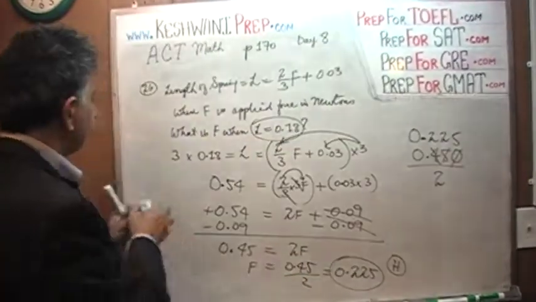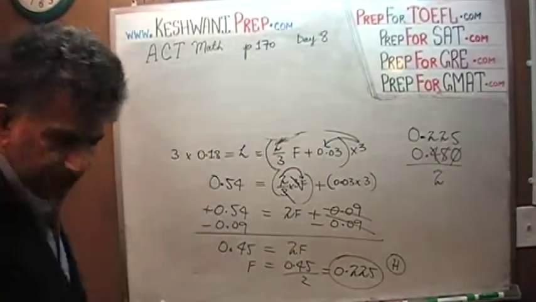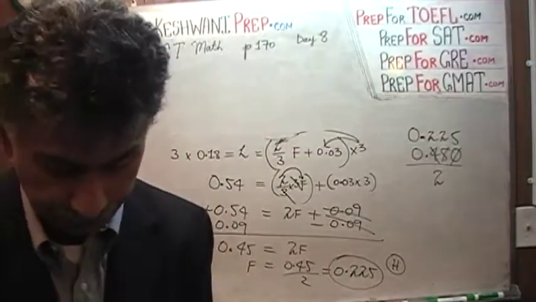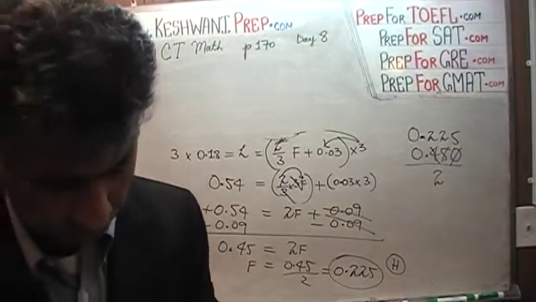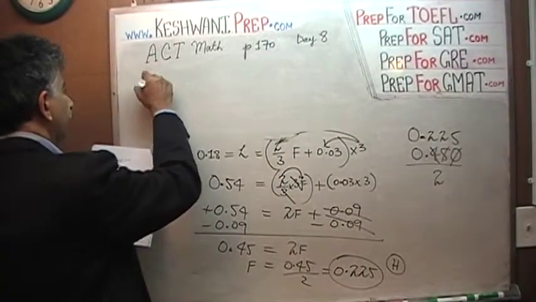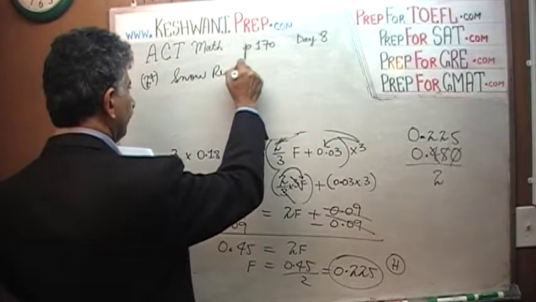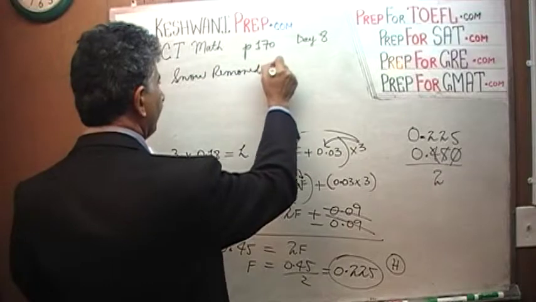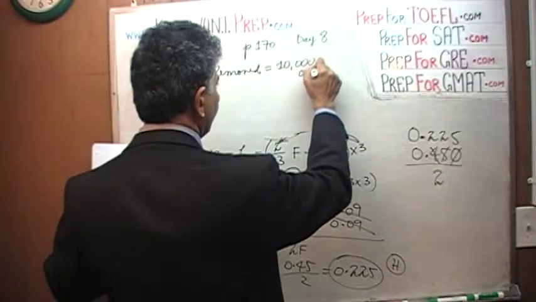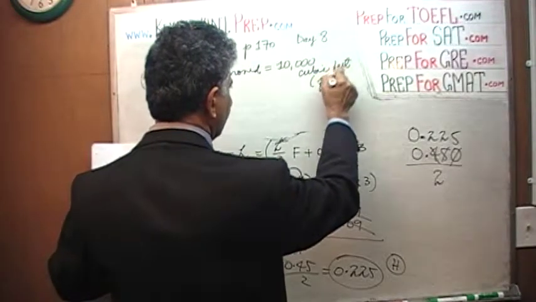In the next one, we're dealing with the amount of snow on a football field, I believe, and we are told that the snow that is removed from the field is 10,000 cubic feet, which can be written as cubic feet.